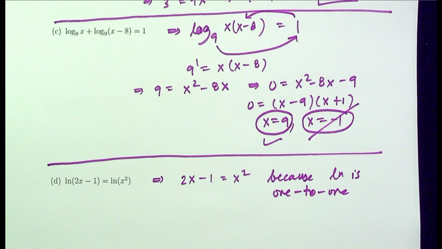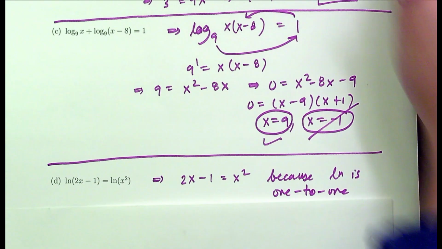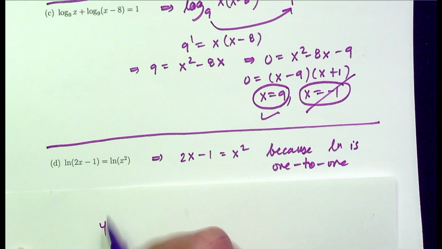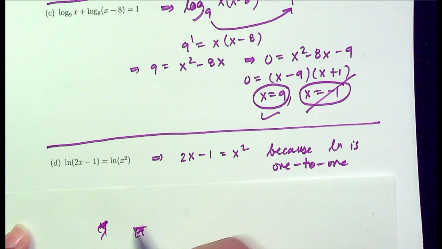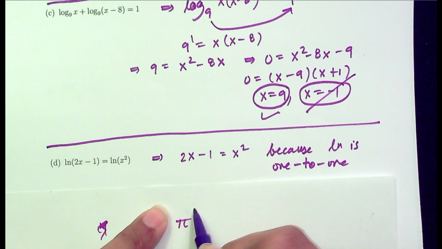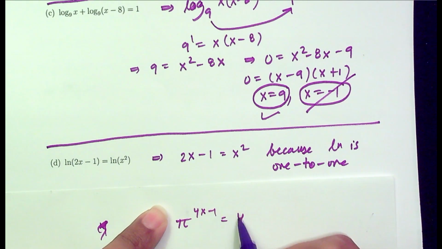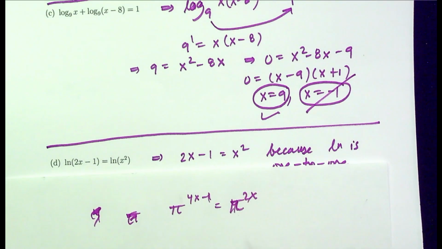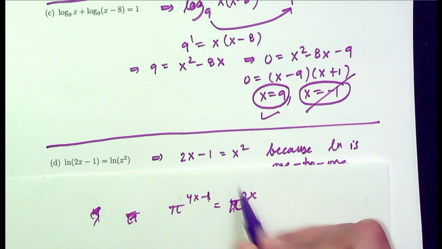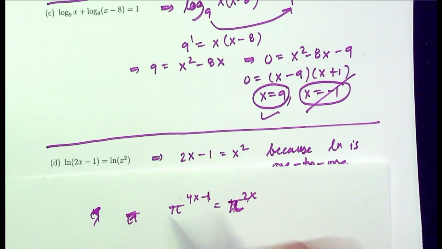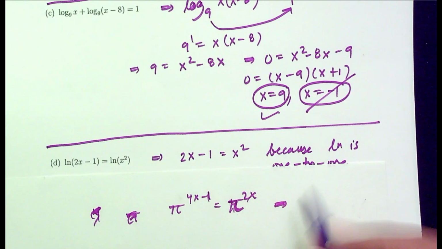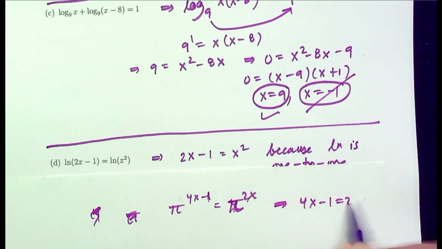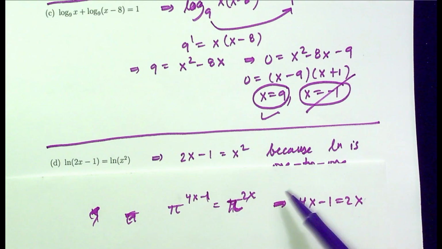Okay? We used this property of being one-to-one when we solved our very first examples of exponential functions. I don't remember the exact numbers, but it was something like pi to the 4x minus 1 equals pi to the 2x. These are two exponentials. Exponentials are also one-to-one, so we said, okay, the bases are the same, the exponents have to be the same. This is one-to-oneness. So similarly, we're using the property of one-to-oneness here.